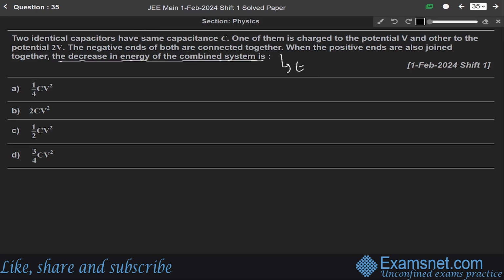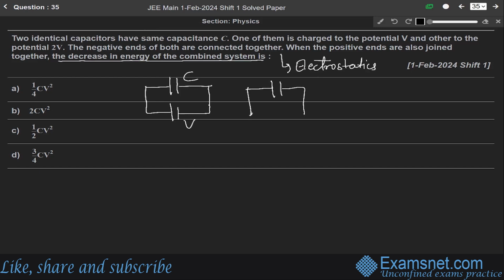So this question is from the chapter of electrostatics. Now, according to this question, let us say there are two capacitors having capacitance C, one charged to voltage V, and another capacitor charged to voltage 2V. Okay, this is V, this is 2V.